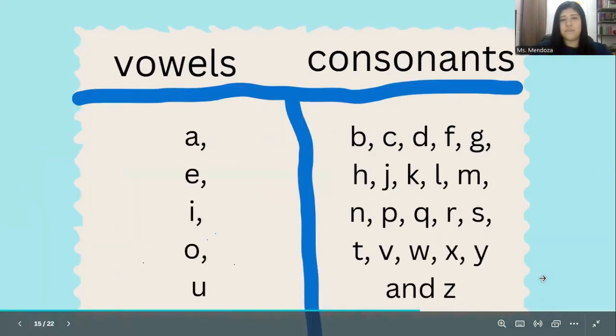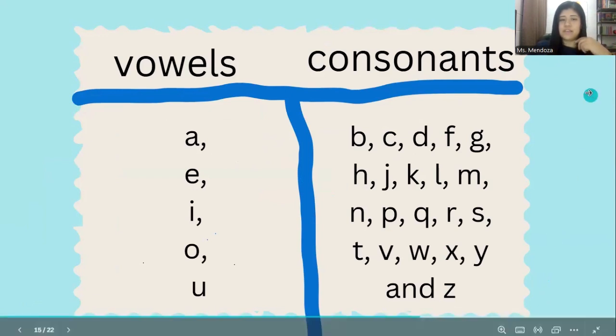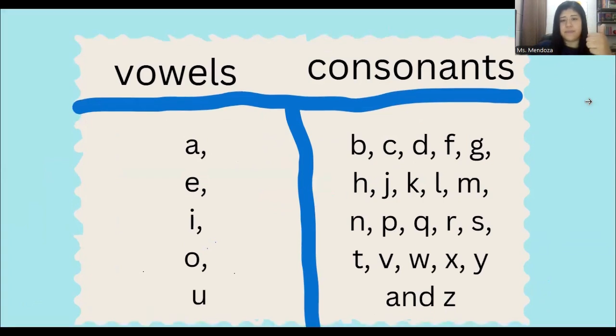Again, let's take a look at our vowels and our consonants. Vowels: A, E, I, O, U. Our consonants are going to be the rest of the alphabet: B, C, D, F, G, H, J, K, L, M, N, P, Q, R, S, T, V, W, X, Y, and Z.